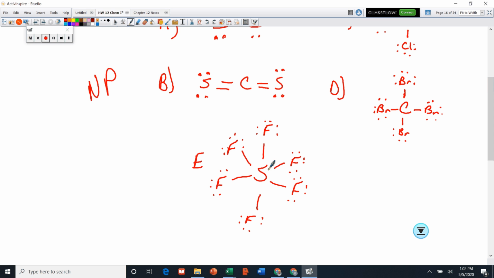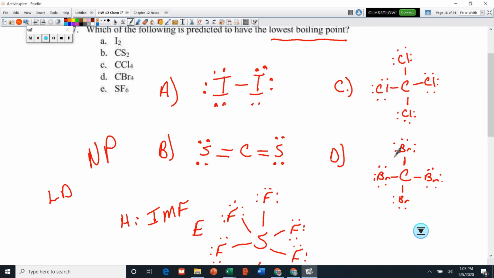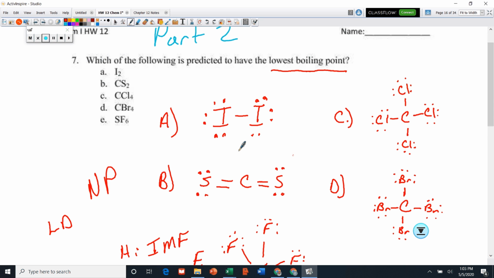So what we also have to do is look at this as a very large structure. There's a lot of surface area on there. Even though all of them will only experience London dispersion, there's a lot of surface area on this one, so it's going to have a high IMF, a lot of electrons. Same thing with these two, high IMF, high IMF. So what we really need to get to is between A and B, which one is going to be the best. And it's going to deal with two things, the mass and the surface area.